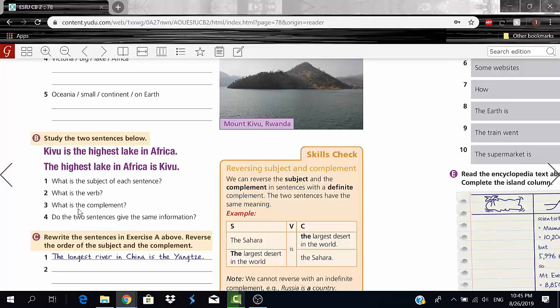What is the complement for both? Again, opposites. For number 1, the complement is the highest lake in Africa, and for number 2, it's actually Kivu. Do the two sentences give the same information? What do you guys think? Yes, they do. They give the same information. It's just reversed. Okay? But same information.